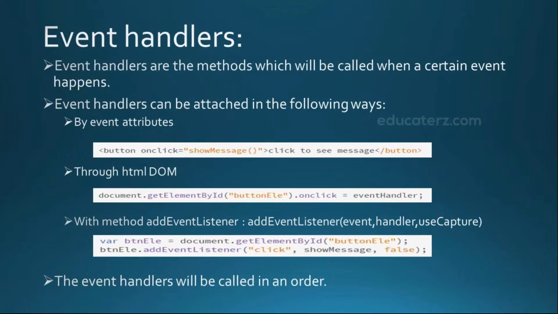If there is an event within the child element, it will execute from the child to the parent, whereas in the capturing phase, it will be executing from the parent to child. By default, here it is false. If you mention it as true, it will be executing in the capturing phase. Here, the event handlers will be called in an order. As I mentioned before, you can attach many event handlers. Whatever event handlers are registered for this given event, those will be called in a sequential way.